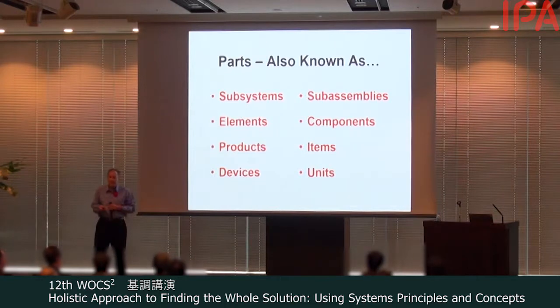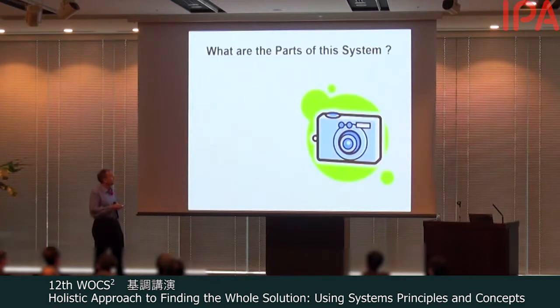So part of what we need to do when we analyze the system is identify all the different parts and even identify what we call the parts, because we're going to be dealing with different disciplines: mechanical engineering, electrical engineering, software engineering, and they will have different names for these parts. So we will understand the whole system, but they will understand part of the system. So what are the parts of this system?